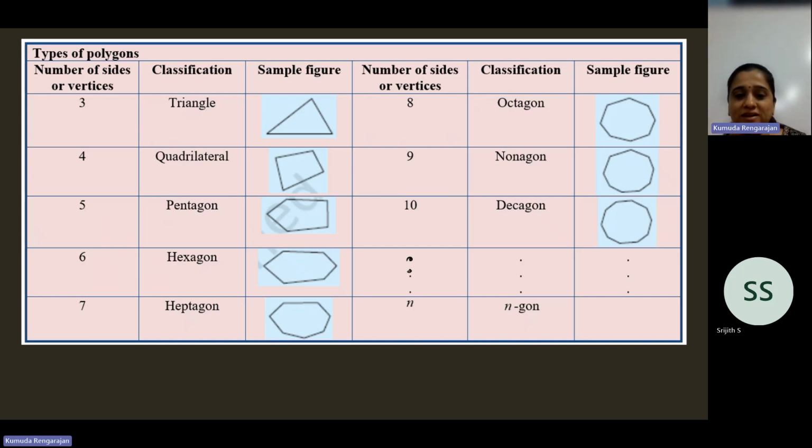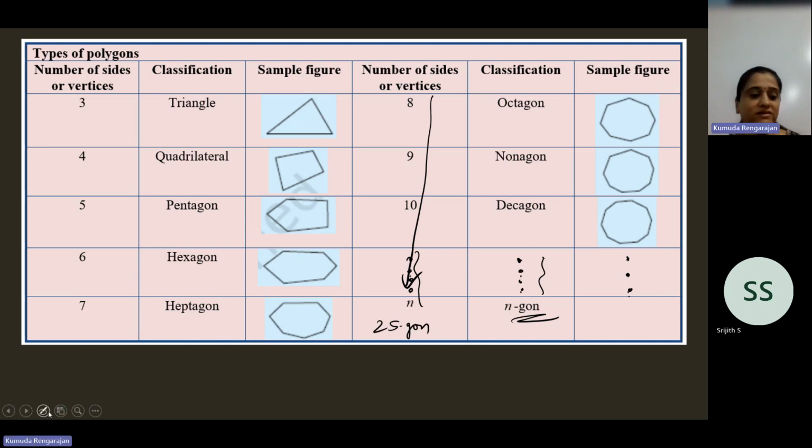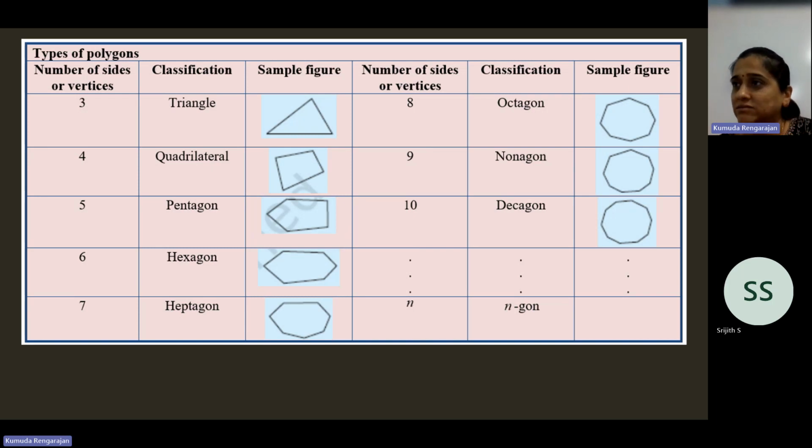It goes on like that, I meant. If the number of sides is n, then the polygon is called an n-gon. So 25 sides, 25-gon. Right? There are some special names for 12, 15 and so on, but you just have to remember till 10. In our books, you will have names only for polygons up to 10 sides.